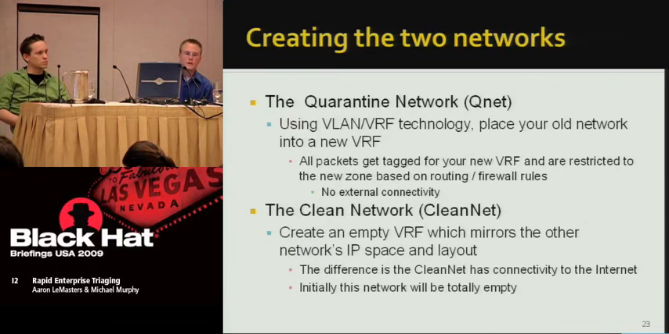So you're going to end up creating two logically separate networks. The first network being the quarantine network, or the QNet. This is, like I said, using that whole VLAN and VRF technology. Basically, you take everything that is your current enterprise and throw it into this one QNet bucket, so that all packets that are being routed through your network are getting tagged and set for the QNet.